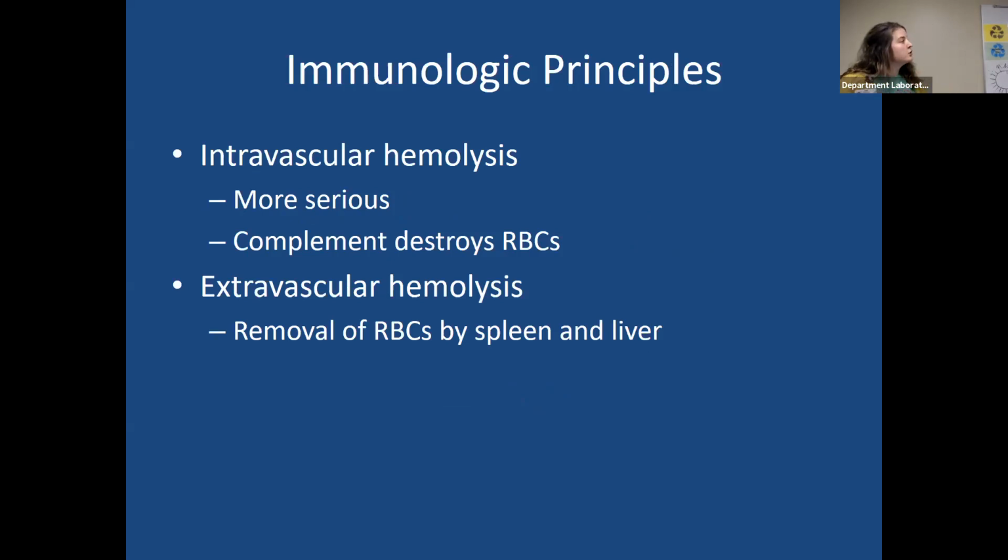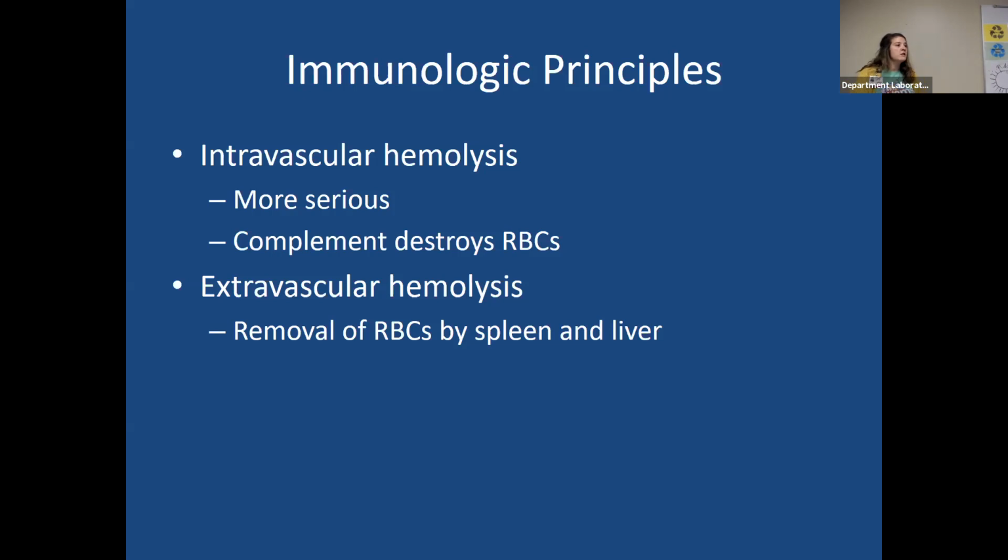All right, so just remember some of our immunologic principles, the difference between intravascular hemolysis and extravascular hemolysis. Remember, intravascular hemolysis is usually associated with complement. The complement cascade is activated, and C9 is on the cell membrane, punctures a hole in the red cell, and causes immediate cell lysis, all right? Usually that's what we see when a patient receives the wrong type of ABO. That would result in intravascular hemolysis. It is much more serious than extravascular hemolysis.